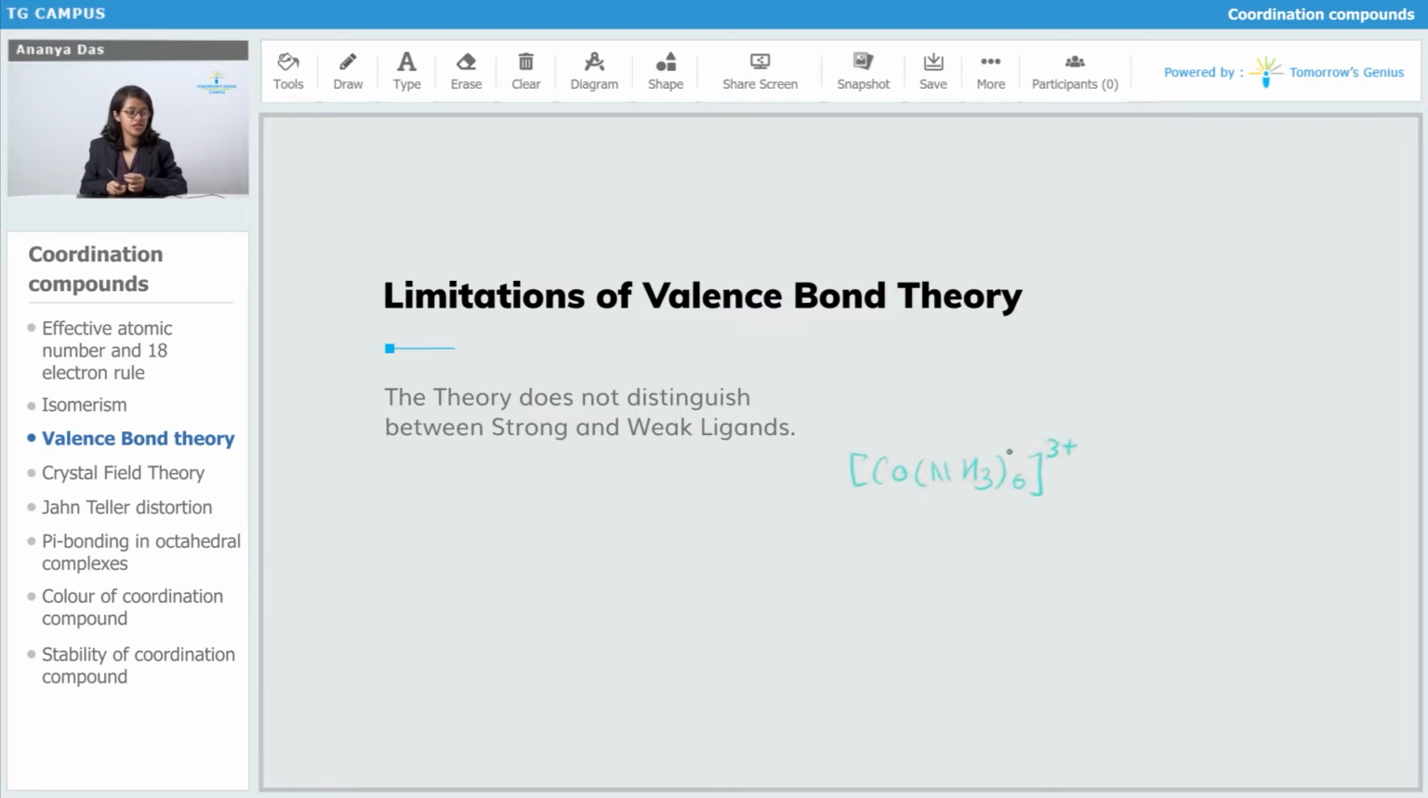Similarly, when we did coordination number 4, in [Ni(CN)4]2-, pairing had occurred, but in the case of [NiCl4]2-, pairing did not occur. Valence bond theory could not explain why some ligands cause pairing and why some ligands do not. Those ligands which cause pairing are strong ligands, and those which do not cause pairing are weak ligands. So basically it could not distinguish between the strong ligands and the weak ligands.